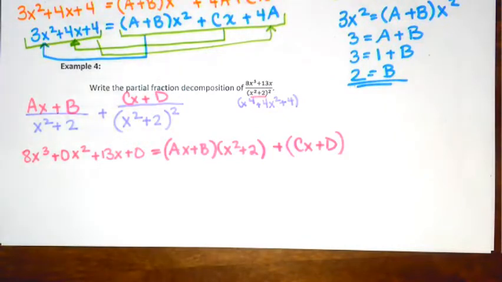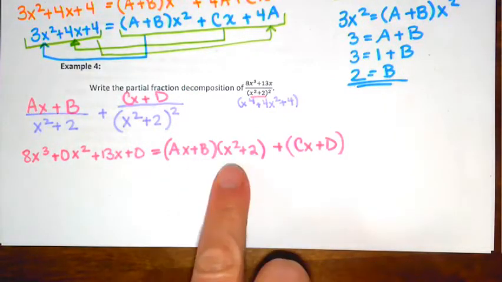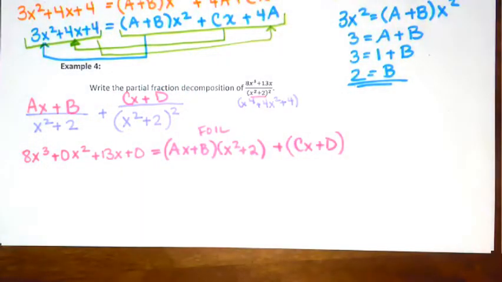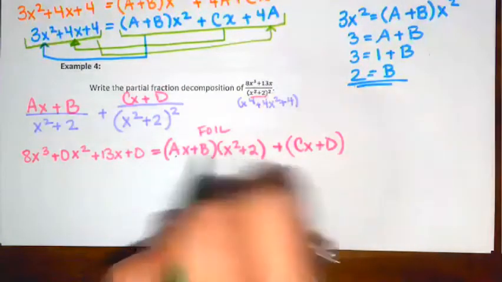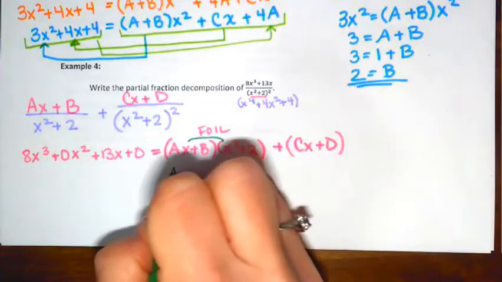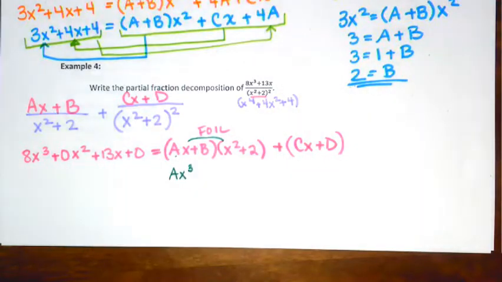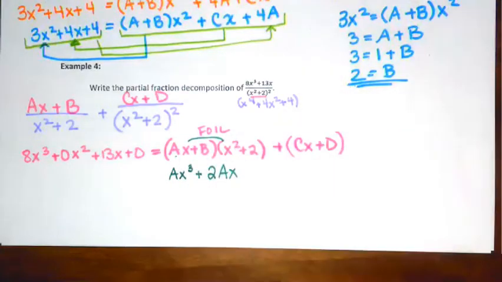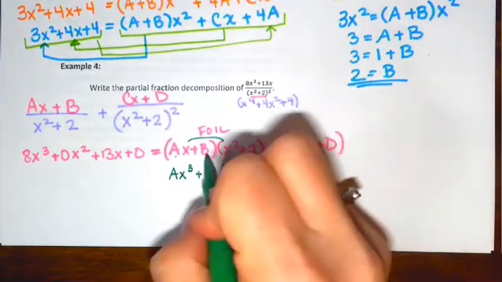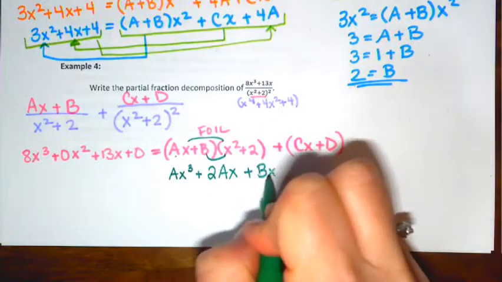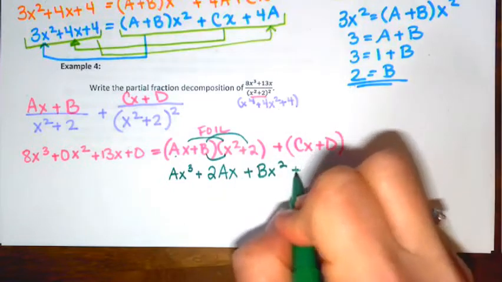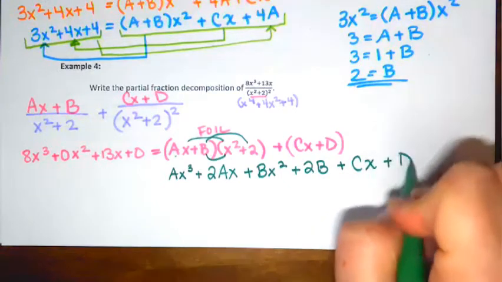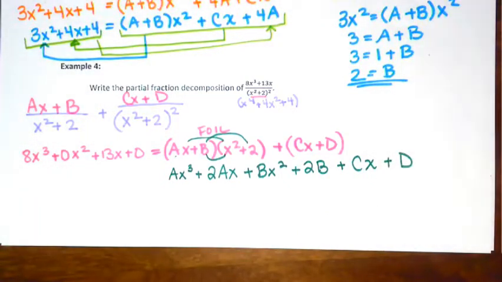Okay. So now what I'm going to do is, when I have ax plus b times x squared plus 2, can't I just FOIL that out? Yeah, let's go ahead and FOIL that out. So ax times x squared would be ax cubed. Ax times 2 would be 2ax. B times x squared would be bx squared. 2 times b would be 2b, plus cx plus d. Okay. You guys okay with that?